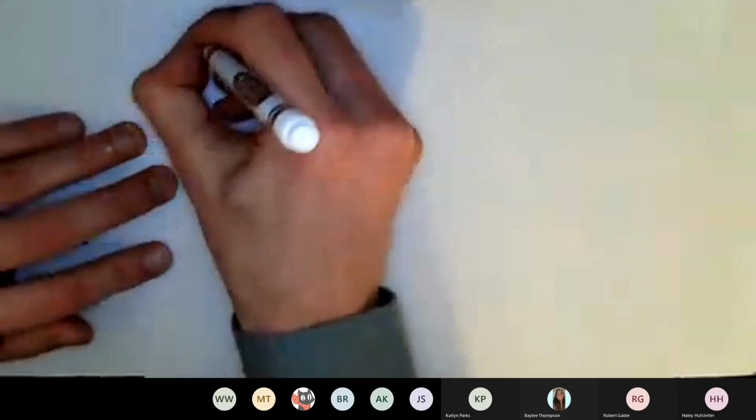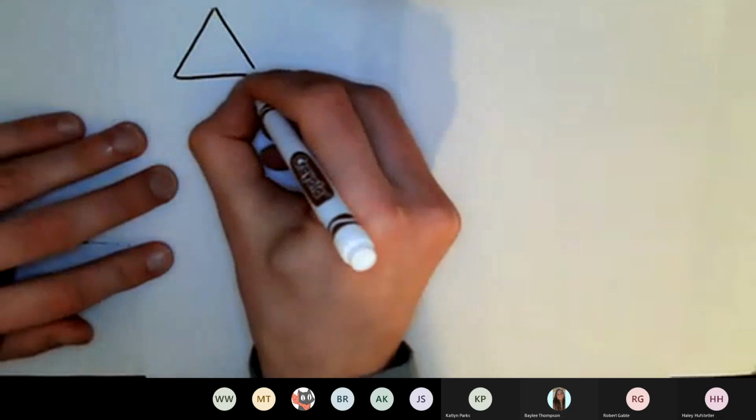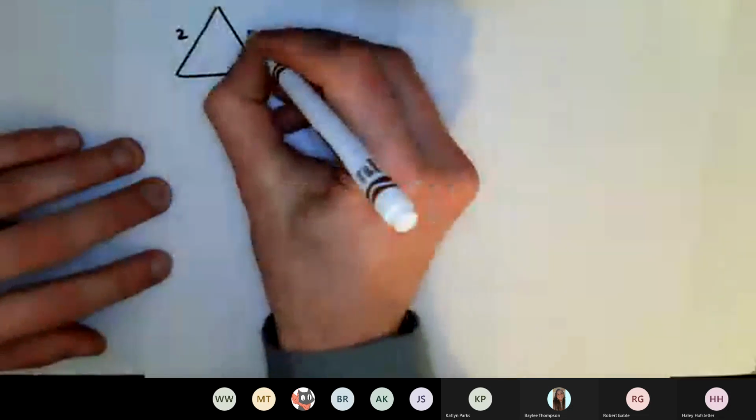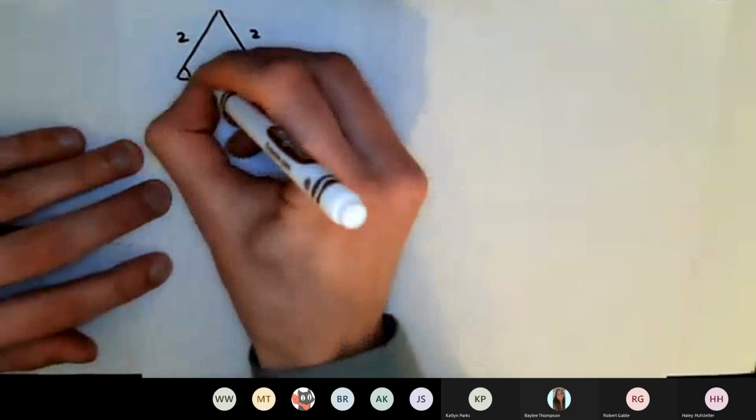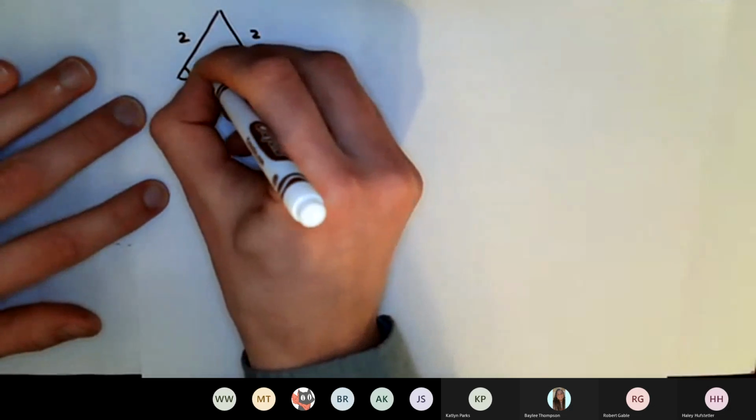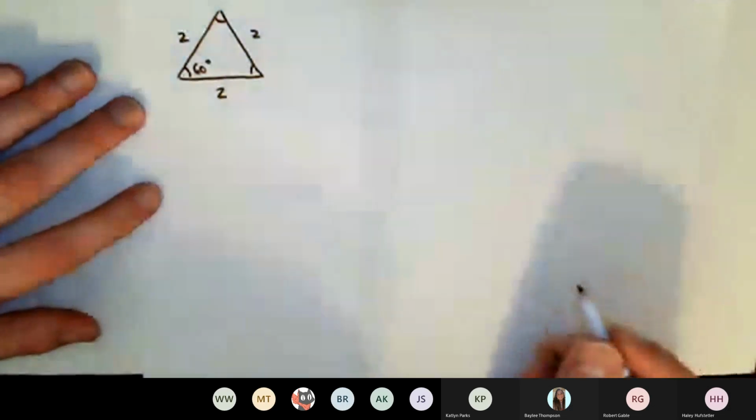Now, what's another special triangle? How about an equilateral? Or equiangular. Yeah, equilateral, all with side length 2. If it's equilateral, then all of its angles in here have to be 60 degrees, right? All equiangular, right?